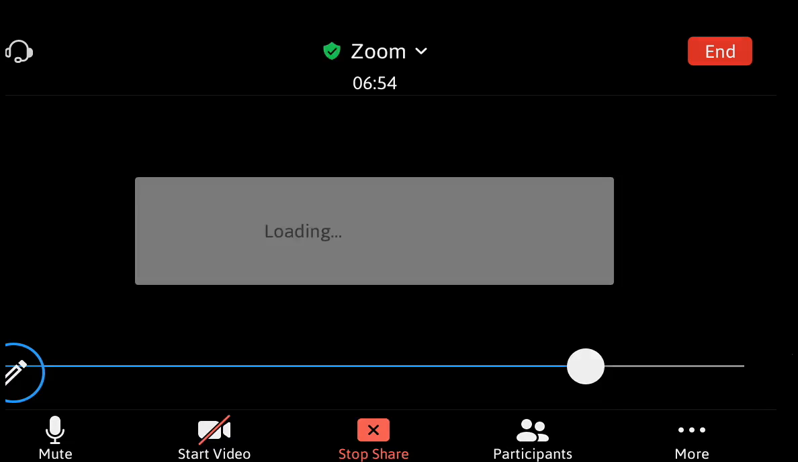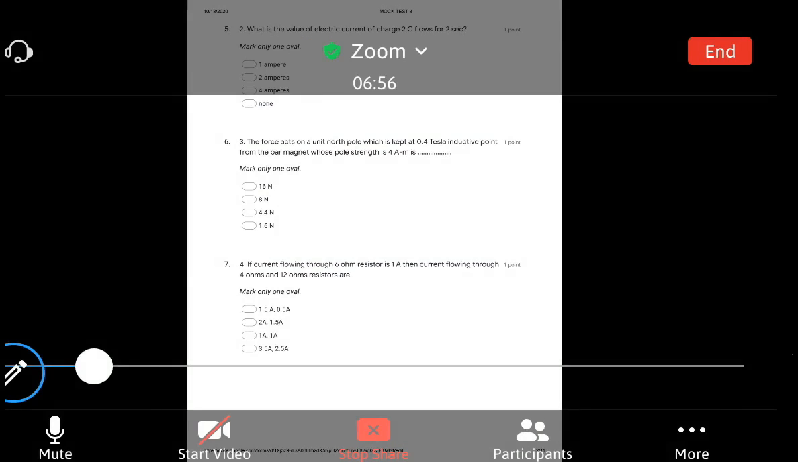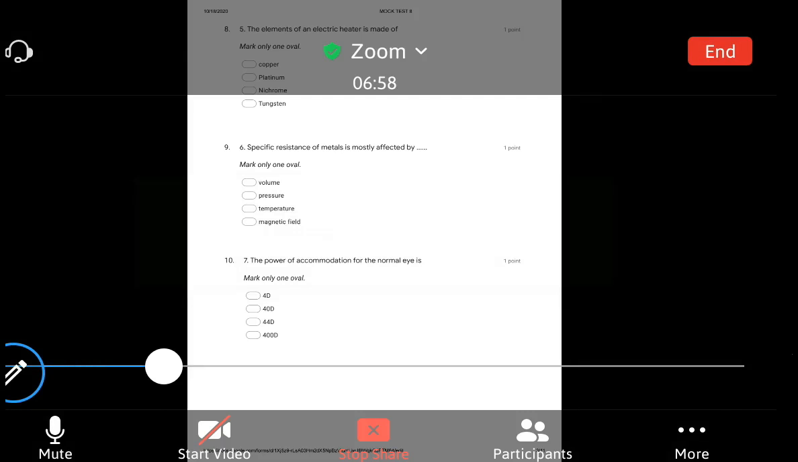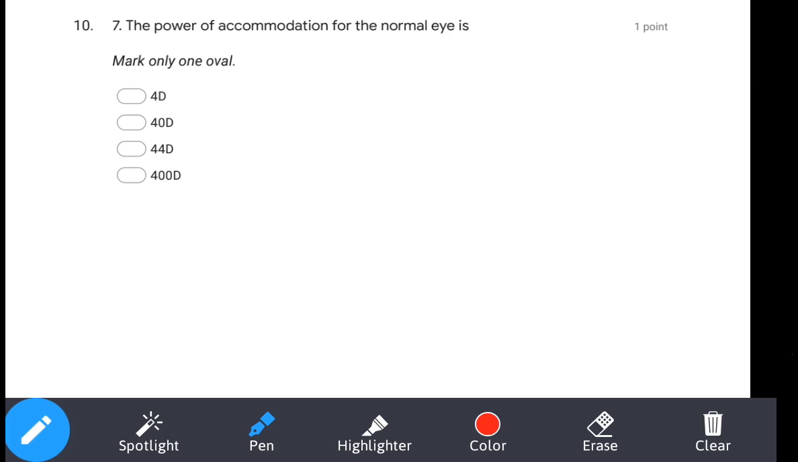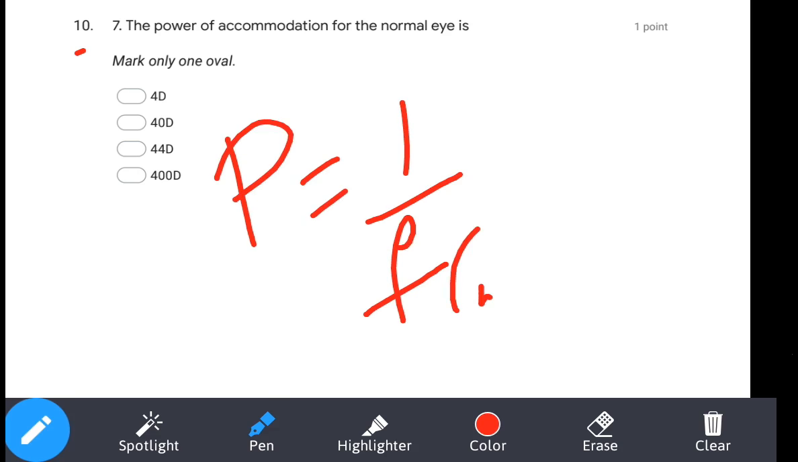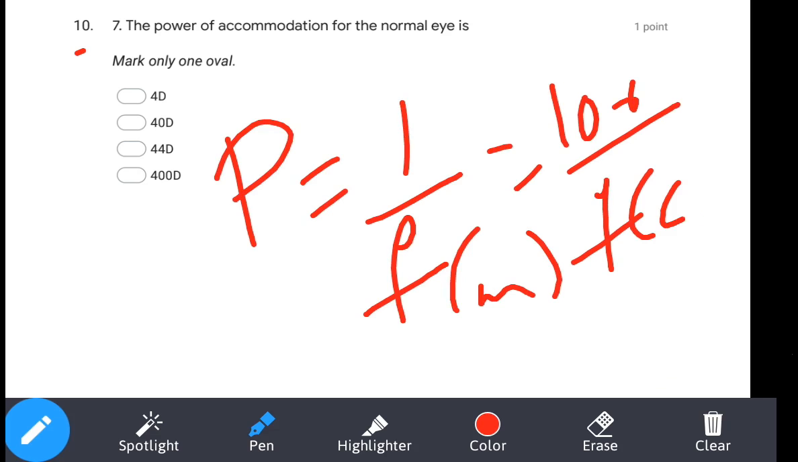So 10th question, sorry, not 10th, 7th question, it is given 7th here. The 7th question: the power of accommodation of a normal eye is, so in D they have given. What is the formula for power and the relation between power and the focal length? P is equal to 1 by F if the F value is given in meter, equal to 100 by F if the F value is given in centimeter.